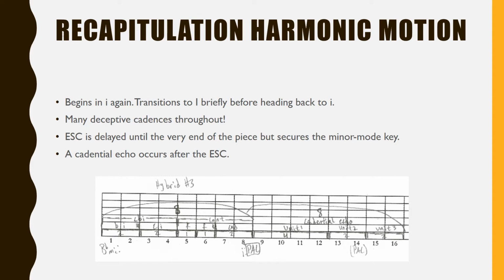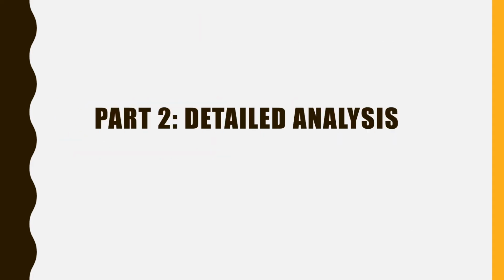And I have this diagram here that you can see where I showed the cadential echo and also the hybrid 3 that happened before it, where you can see the PAC, and that's where the ESC happens, right there in the middle. And then we have that 8-bar cadential echo where there's another PAC. It just gives you a nice little feeling of, oh yeah, this is in a minor key, cool, as it just finishes and dies quietly off.